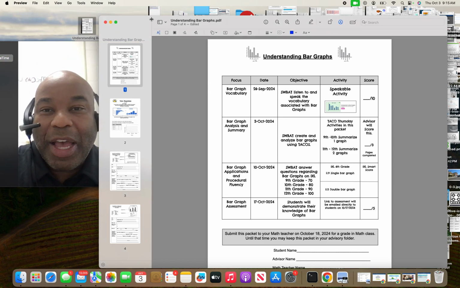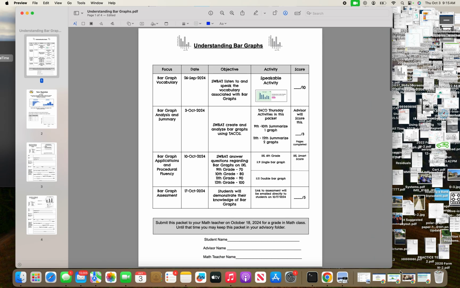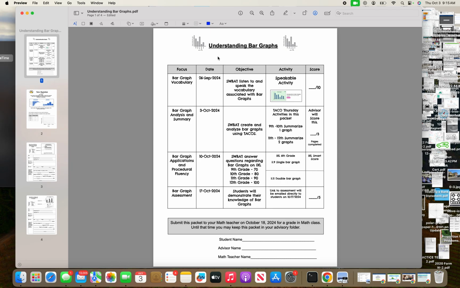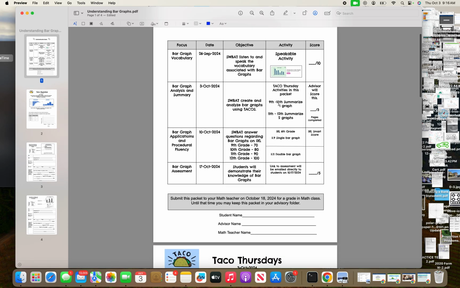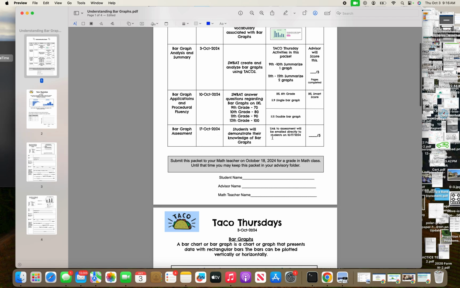Alrighty. So, you guys will receive a packet from your advisor that looks just like this, and I'm going to go through this really quickly. First of all, last week you completed a Speakable activity. What you need to do is go look at your score and record it right there. Today, you're going to be completing a Taco Thursday graph summary. You're going to record the number of graphs that you summarize right there, or the number of pages that you complete. And then next week, you're going to be doing iExcel, sixth grade II9 and II11. The following week, you're going to have a quiz.